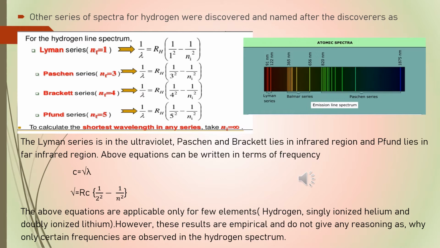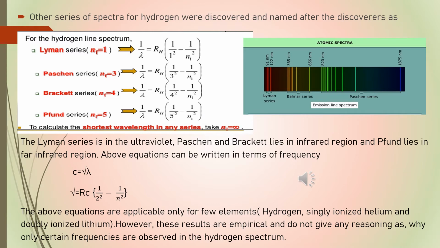The Lyman series lies in the ultraviolet region of the spectrum, whereas Paschen and Brackett lie in the infrared and the Pfund series lies in the far infrared region. The above equation can also be written in terms of frequency as nu is equal to R times c times (1 by 2 square minus 1 by n square). And the equations written above are applicable only for a few elements.